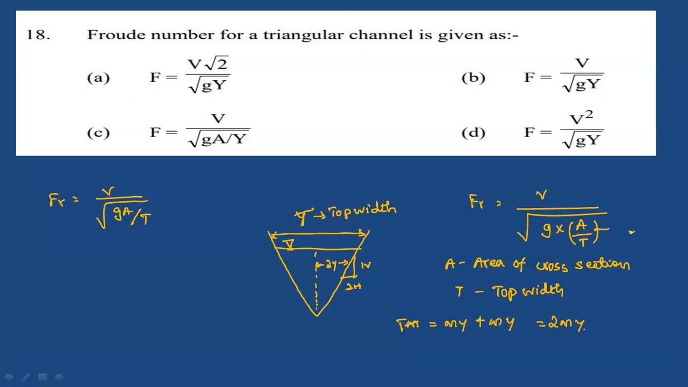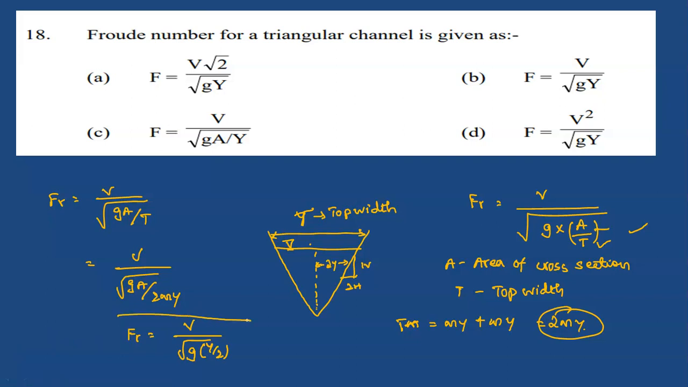Here A represents the area of the cross section and T represents the top width. Okay, so this T, the top width, is equal to my from this to this, my from this to this is my. So 2my we are putting. So actually substitute this value here. So V divided by root of gA by 2my. So we can write this as the Froude number Fr is equal to V divided by root of g into y by 2. Okay, so this is the required answer.